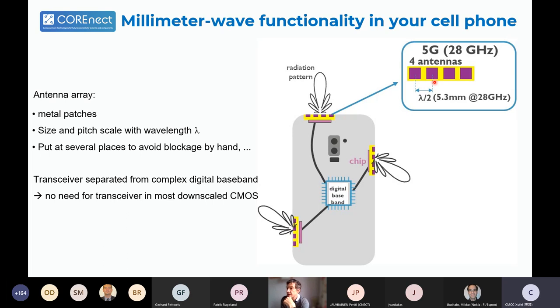The four antennas, yeah, they are nothing else but four metal patches. And for an efficient radiating antenna, theory shows that the distance from the center to center of adjacent patches should be half of the wavelength. And at 28 gigahertz, this is 5.3 millimeter.